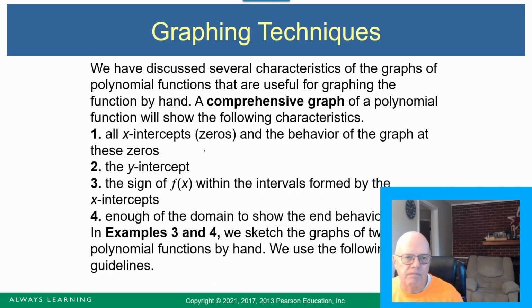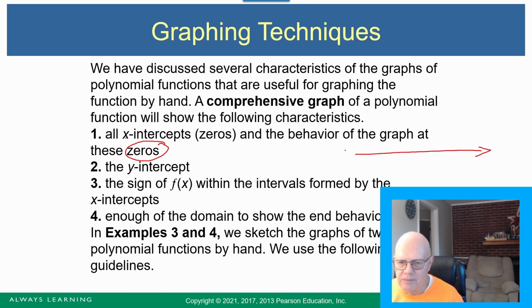So here are some points that tell you about the characteristics. All intercepts, x-intercepts, are zeros, solutions, and so on. The behavior of the graph at these zeros is what you'll be looking for. Find the x-intercepts, see what's going on at those zeros. Is it going upward, downward, and so on. Find the y-intercept, because it's easy. Just set x equals 0, and you get your y-intercept real fast. The sign of f of x in those intervals. So take a look at where the zeros are.